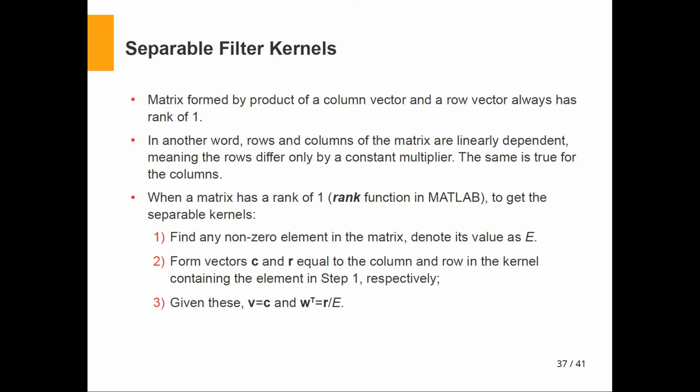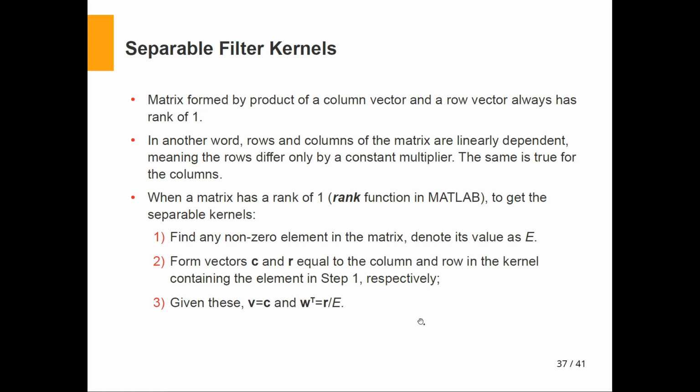After you select that non-zero element, you form two vectors, C and R, equal to the column and row in the kernel that contain that exact element. Then you can define the two separable kernels V and W transpose as V being equal to the column vector that contains element E, and W transpose as the row vector that contains E divided by E.